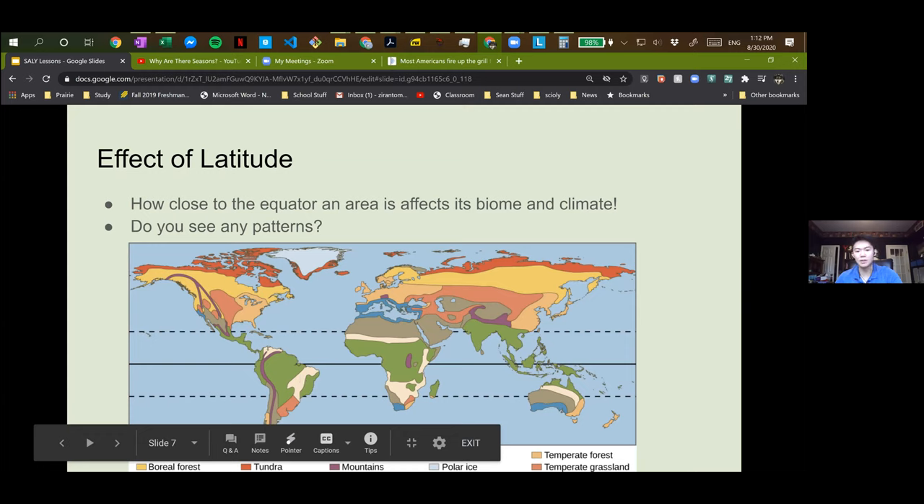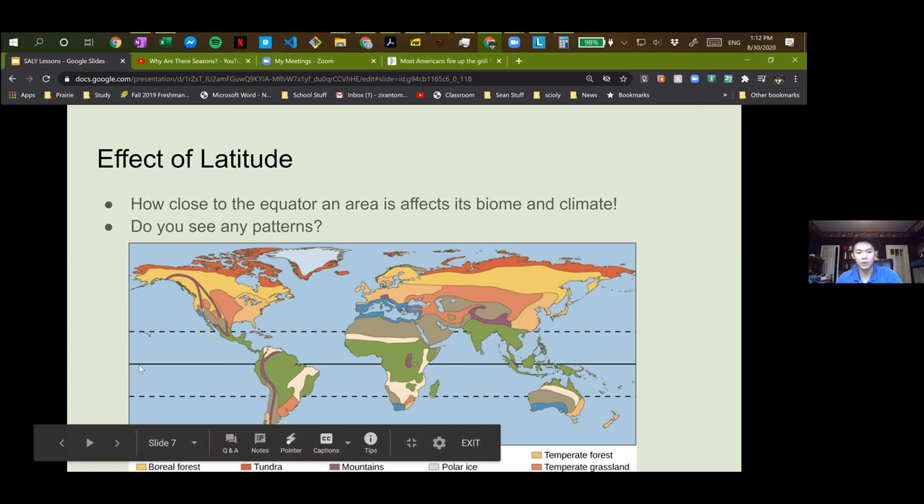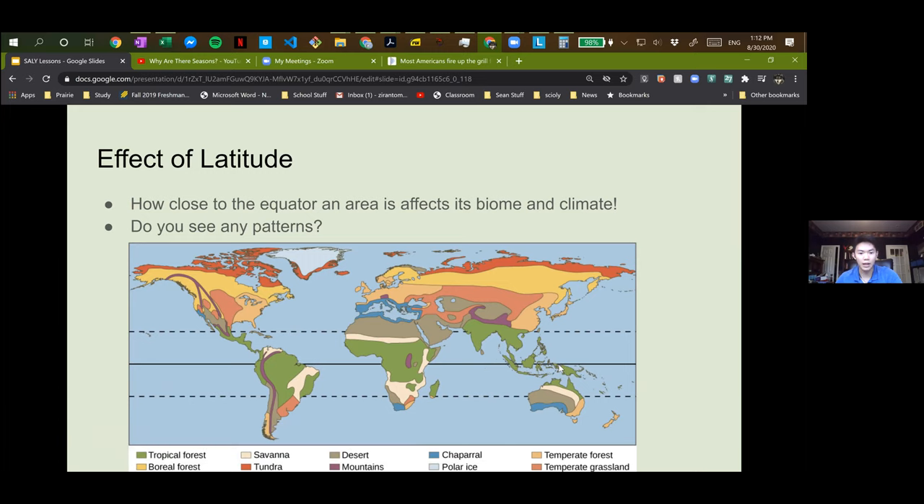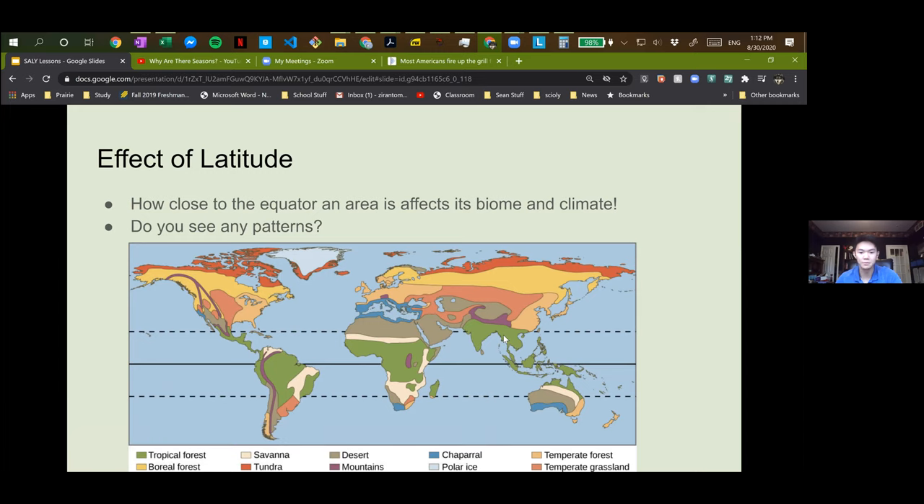So if you can see with the lines, the ones that are on the same lines tend to have the same biome. For example, the middle, the equator, the line that's completely solid. If you look around the map of the planet, you can see a lot of the green areas are in the same area. And if you look higher up, the gray areas are also in the same line area, or the same latitude.